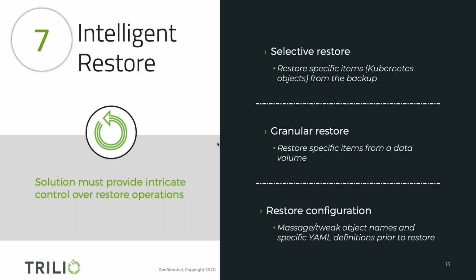And then finally, we are living in this highly abstracted environment. So the way an application behaves in cluster one will be different than how it behaves in cluster two because of these abstractions. So you want to make sure you have the ability to transform the data before it gets restored. For example, the storage class in cluster one could be called X, but the storage class in cluster two could be called Y. So making sure that your solution enables you to do that is also extremely important.